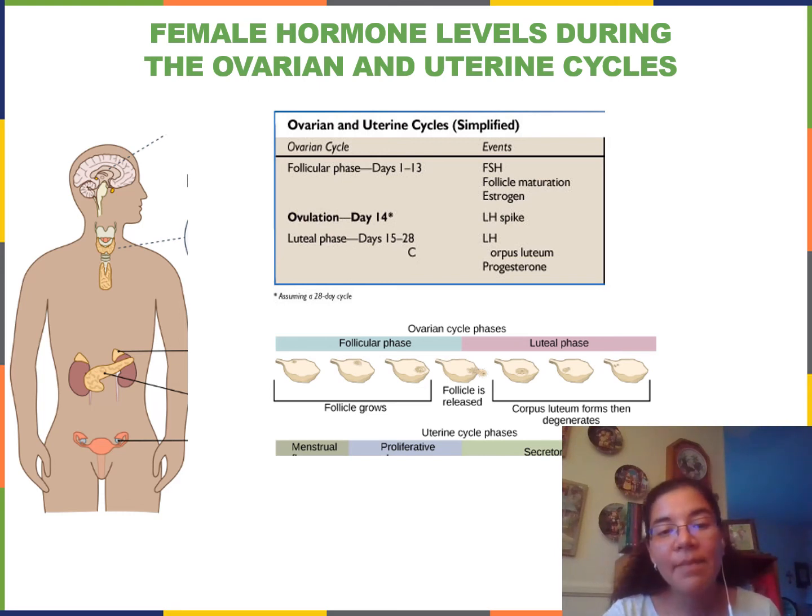And then midway at day 14 of a 28-day cycle, we have an LH spike. So a surge of luteinizing hormone is released from the anterior pituitary gland, which causes ovulation, causes the follicle inside the ovary to release that egg. So for the luteal phase, days 15 to 28, luteinizing hormone will now decrease. The corpus luteum will secrete progesterone. And again, this is going to affect what's going on with the uterine cycle.